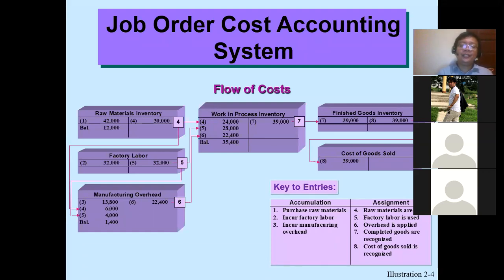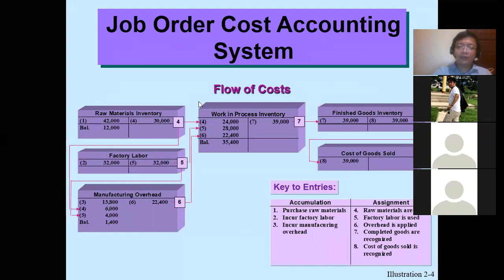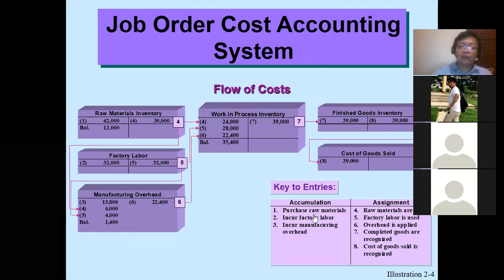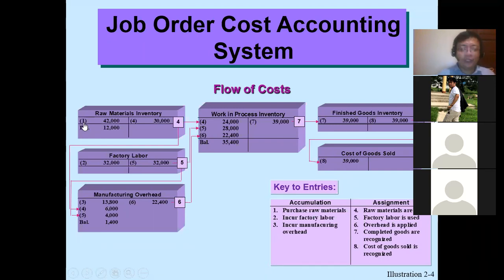This is the entry, okay? And you have your T account. Sige nga. Number one is purchase of raw materials. What if you purchase raw materials? What is the entry for number one? You debit raw materials inventory and you credit what? Let's say it is on account. So you debit raw materials inventory, and credit accounts payable or cash.